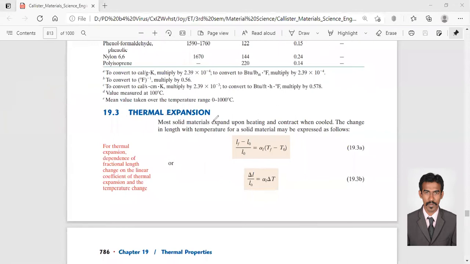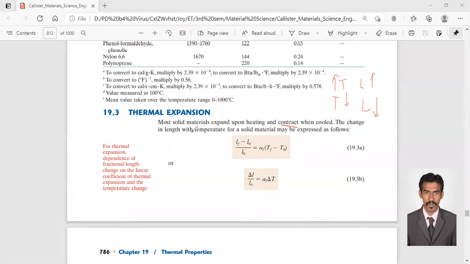The thermal expansion, I told you, is the change in the length due to some temperature change, right? Most solid materials expand upon heating and contract when cooled. So when you increase the temperature, length will also increase. When you decrease the temperature, length will also decrease. Common phenomena. And contract when cooled, the word contract means reducing, okay?